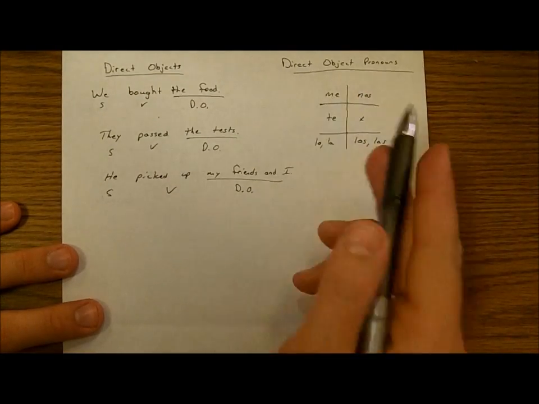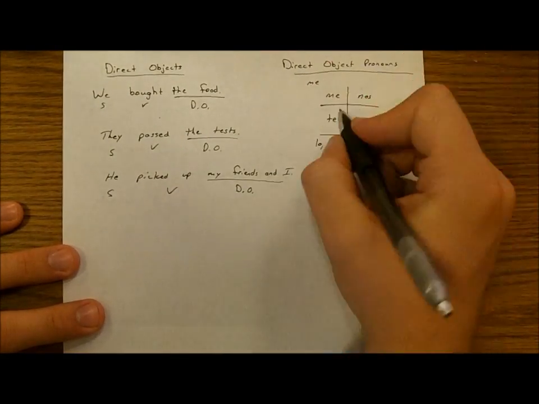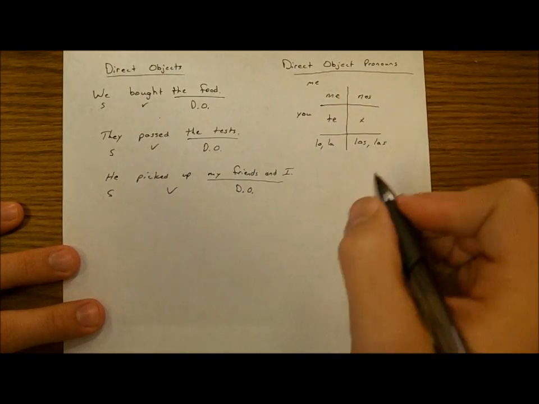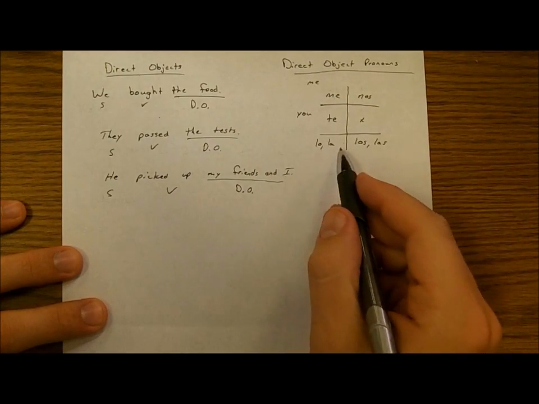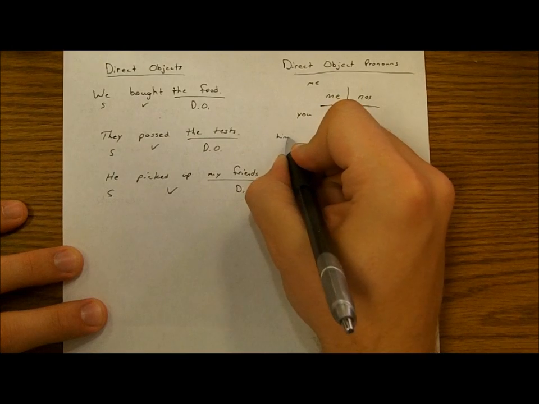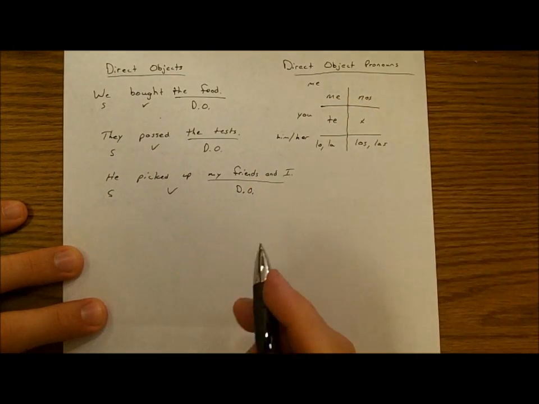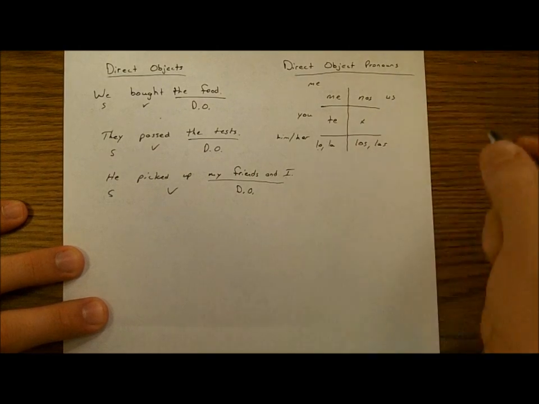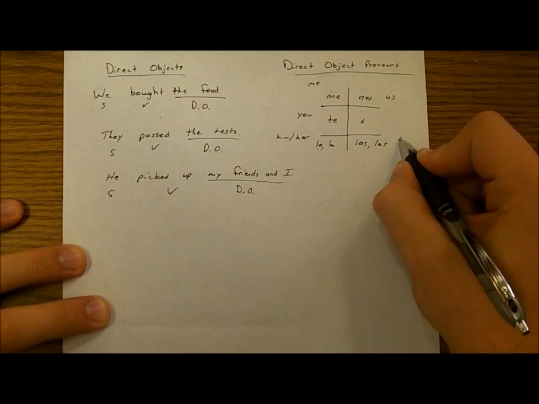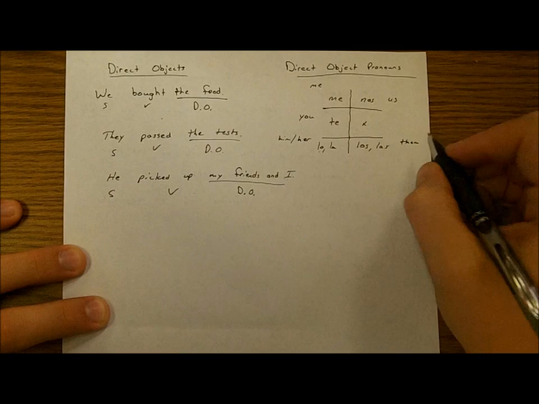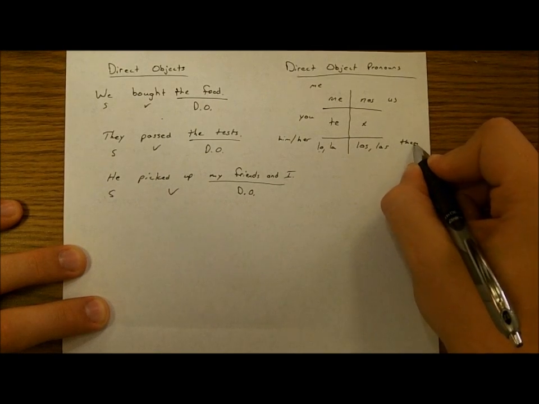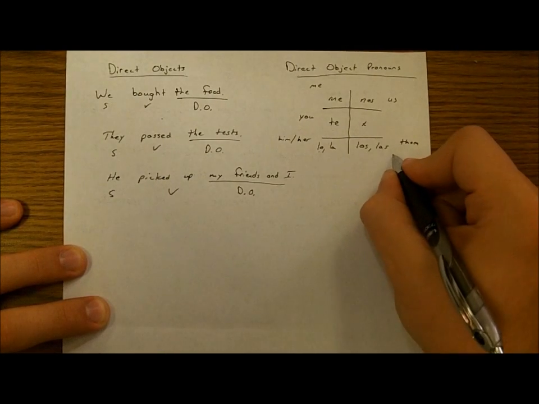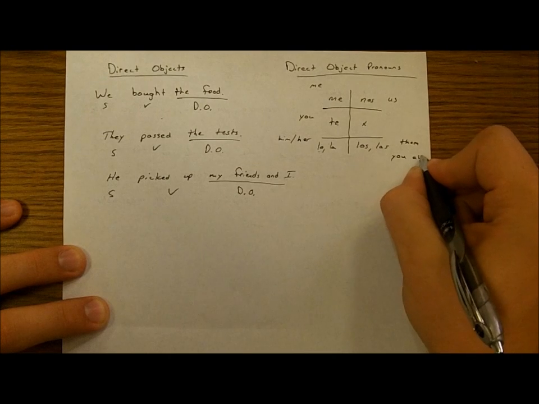Me for me. Te for you. Lo or la, him or her, depending on masculine or feminine. Nos, us. Los or las, them. Or remember, our ustedes is down here as well, so it could be you all.